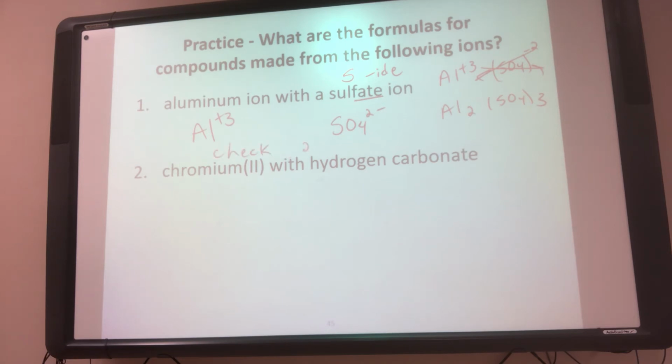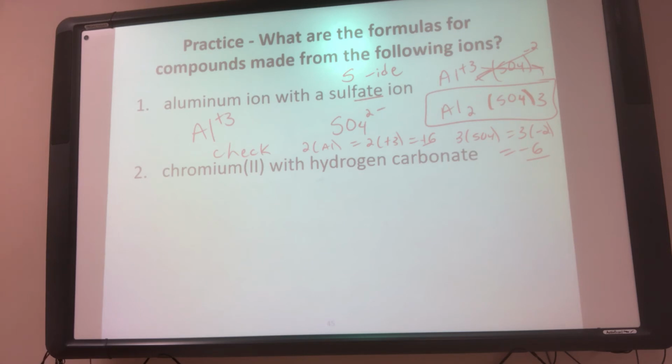And then I do my check. So I've got 2 Als at a +3 gives me a +6. I've got 3 SO4s. Each of those are at a -2 gives me a -6. +6, -6, neutral. And in this case, because I have a subscript, I'm going to leave the SO4 in the parentheses because I have 3 of them. So Al2, and then in parentheses SO4, and then my subscript 3.